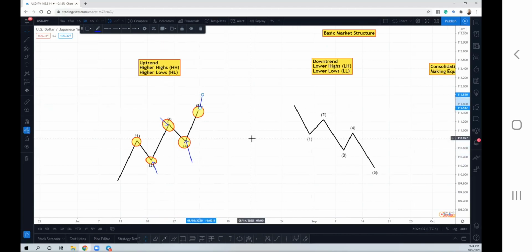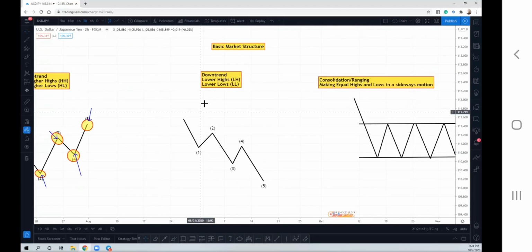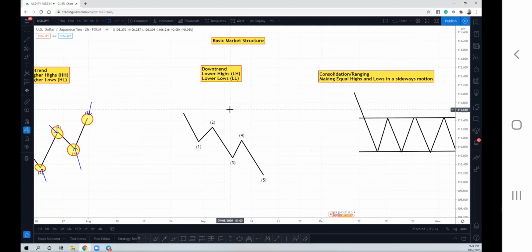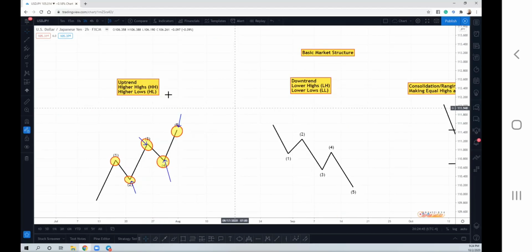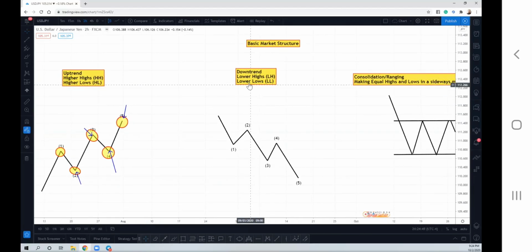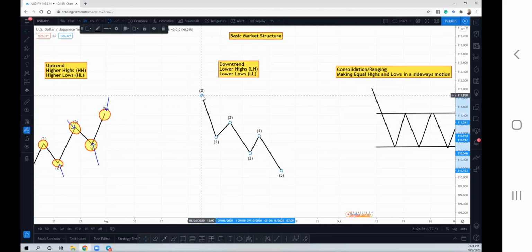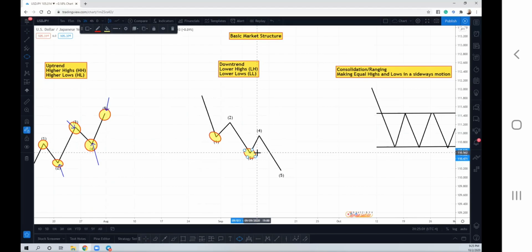All right. So next we have the downtrend, which consists of the opposite of the uptrend, lower highs and lower lows. So when the market is going downwards, it makes lows in the market, like so. And then when it pulls back or retraces, it makes highs. All right. So we have a lower low and a lower high.